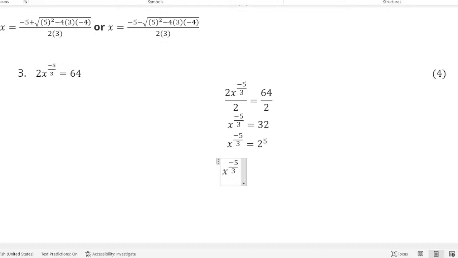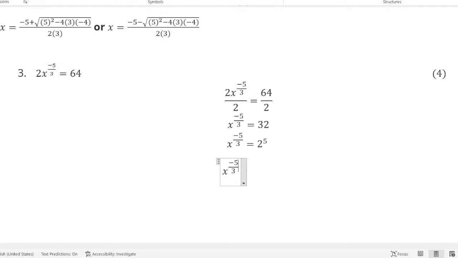So how can we remove negative 5 over 3 on the left hand side so that we will only be left with x? Which means we have to multiply with the exact exponent, but in a reverse way. So we're going to multiply by the reciprocal of the exponent.